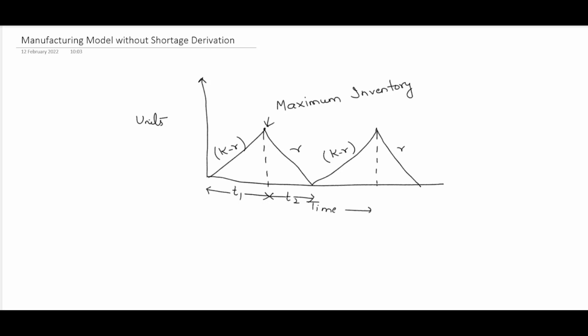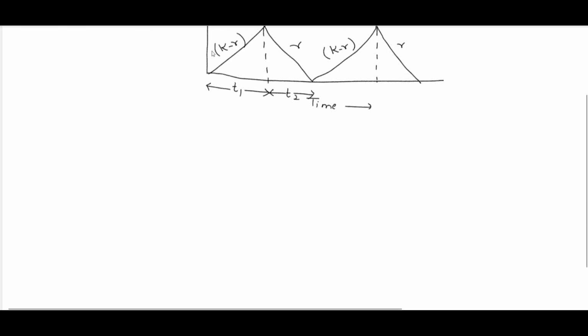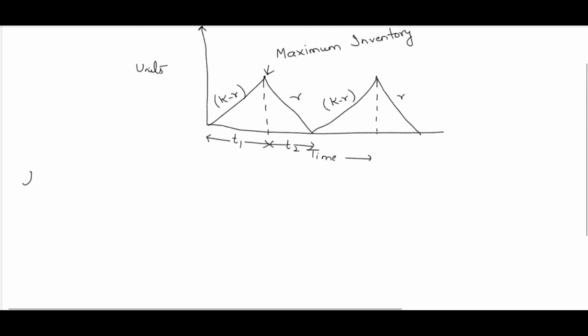So manufacturing model means a company is manufacturing its component, which is required for the main product, within the plant itself. And suppose the rate of consumption of the item is uniform throughout the year, and the cost of production per unit is also the same irrespective of the production lot sizes. Let small r be the annual demand, the consumption of an item.